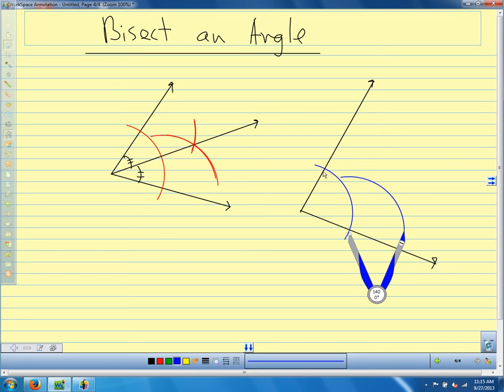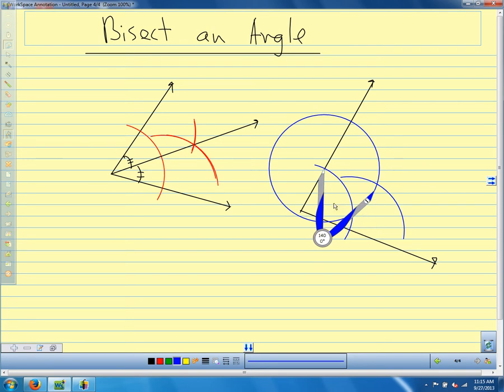Move the point to the other side where the arc crosses the angle. I drew an entire circle there for me. And then I connect the vertex to where those two arcs cross. And that's my bisector.